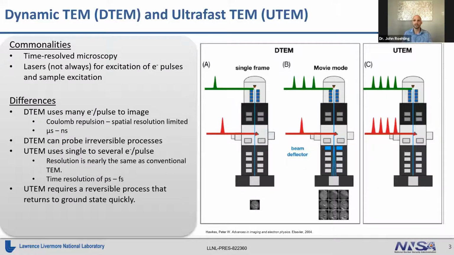UTEM, however, needs a reversible process, something that goes from state A to state B and then will slowly relax back to state A. But because UTEM is a stroboscopic process, it doesn't require all the electrons to be in the column at the same time. It can have a single electron going down the column at once. You don't have these Coulombic repulsion interactions between the electrons, and the resolution of the instrument is generally preserved. So it's very similar to a conventional TEM.